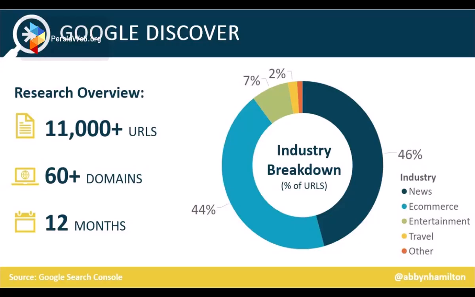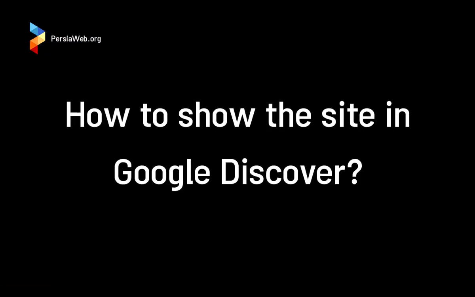Topics of interest of users in Google Discover. Statistical data of Google traffic from 11,000 addresses from 62 domains. 46% were from news sites. 44% were e-commerce sites. 7% were entertainment sites. 2% were travel sites. 1% comes from other industries, including B2B, car, education, property, tax, investment, the health.